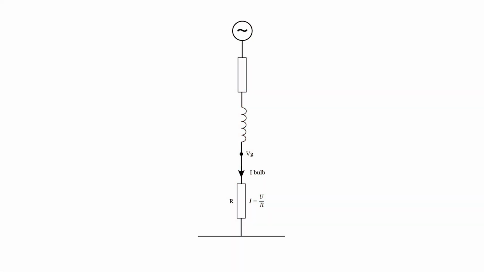Now, since the current that will flow to the resistor is equal to U divided by R, Ohm's law, we can see that if we have a distorted voltage, we will also have a distorted current going in the light bulb. So what this means in simple terms is that if you have a nonlinear load, you will see that the voltage will actually be distorted by the nonlinear load. This distorted voltage will drive current to other loads in your facility.